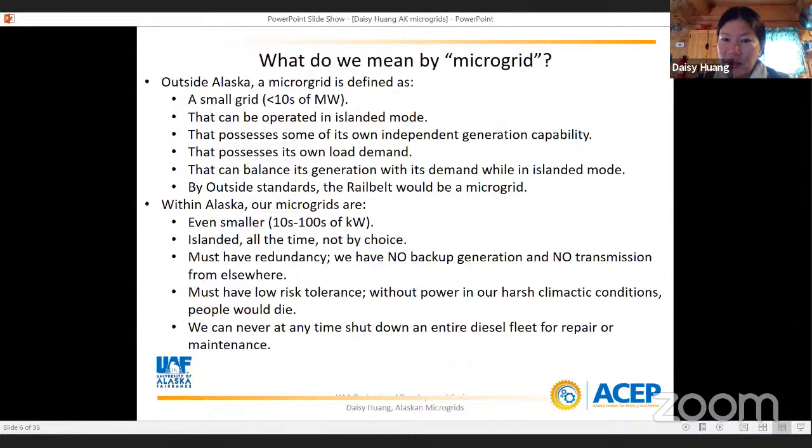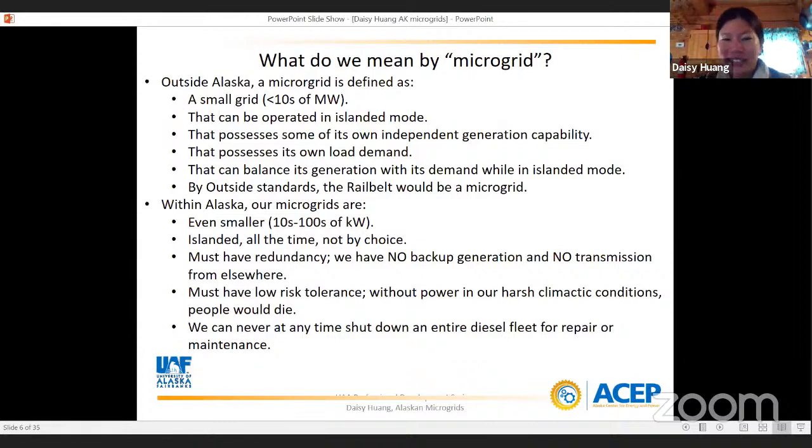But within Alaska, we don't call the rail belt a microgrid. We call it our main grid, and we call the communities microgrids. So our microgrids are even smaller. So on the scale of tens to hundreds of kilowatts, they're islanded all the time, not by choice. So that's a distinction that people outside often don't understand. They say, oh, microgrid, yay, we can be islanded. But here it's like we're islanded all the time. So like people will fly up to a village to work on the power plant, and they'll say, okay, so we need to work on these generators now. Can you connect to the main grid and shut off the generator?